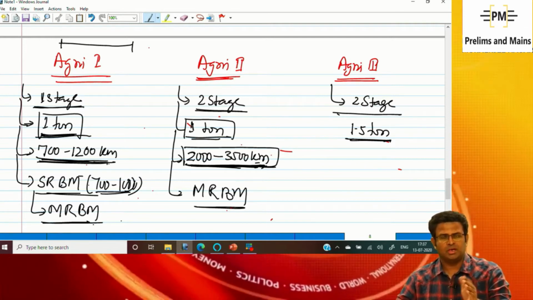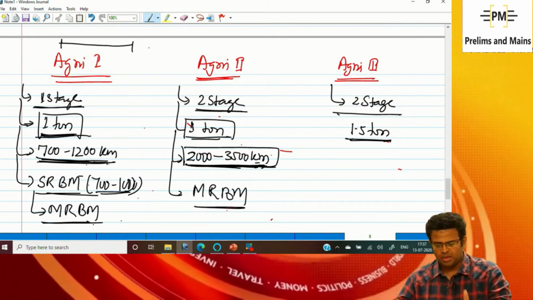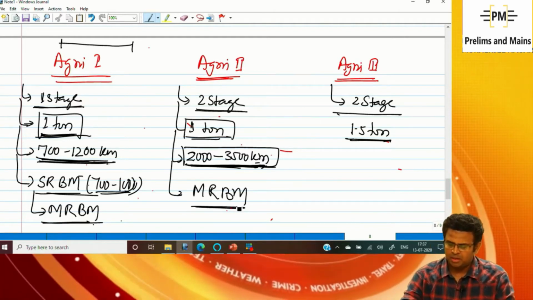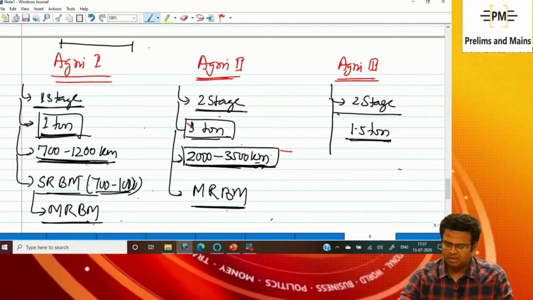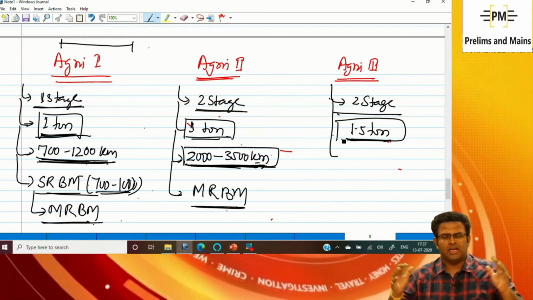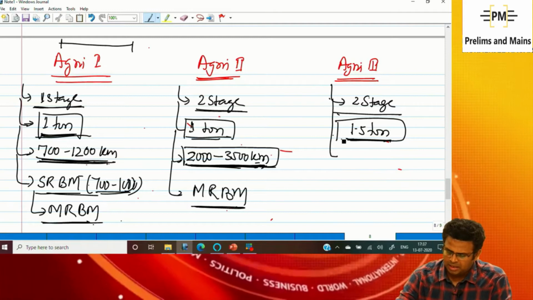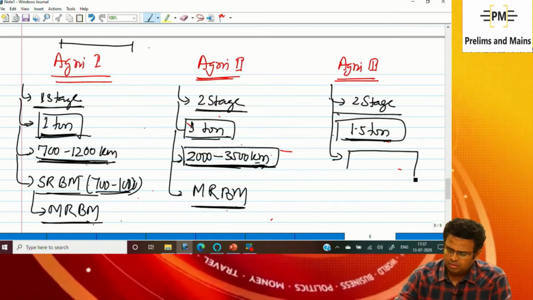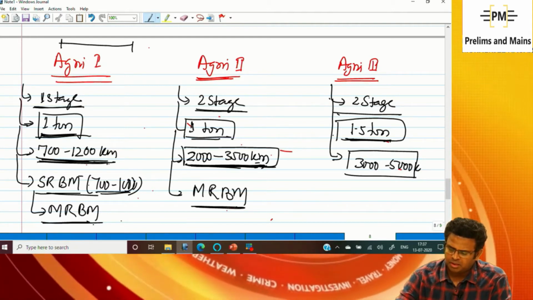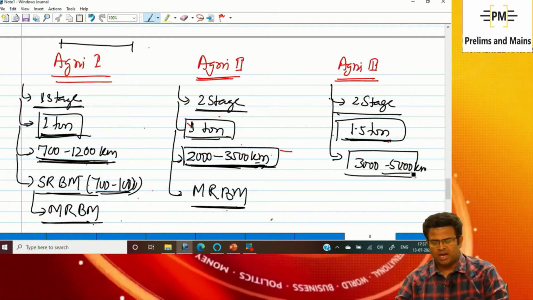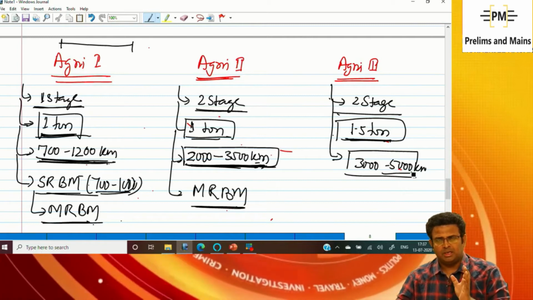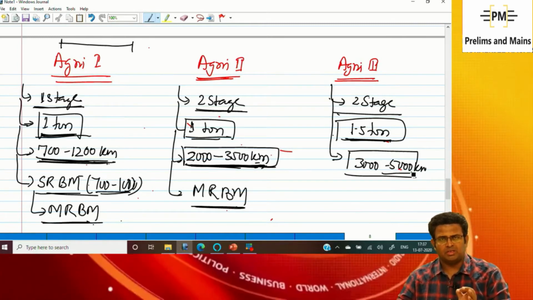Agni 2, 2 stage, Agni 3, 2 stage, Agni 4, 2 stage. Now here I said that 2000 to 3500 and it is MRBM. But in the Agni 3 what happened, its weight is 1.5 ton, but at the same time the fuel weight has been increased a little bit, and it can carry 3000 to 5000 kilometer. Agni 3 is 3000 to 5000 kilometer, and you know that 3000 to 5000 kilometer is coming under intermediate range ballistic missile.